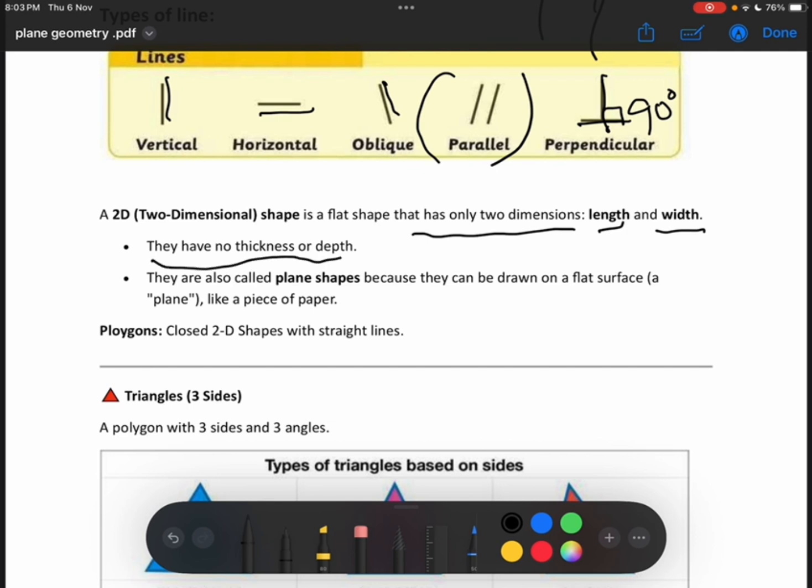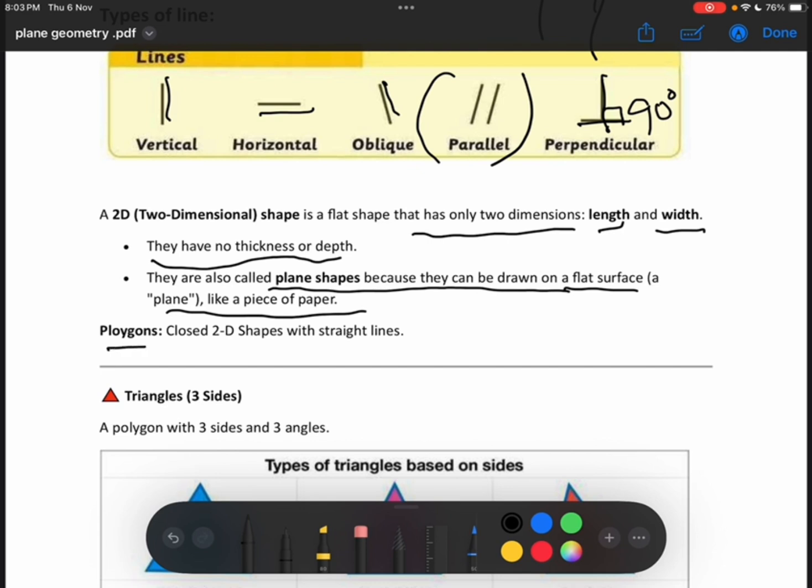So if I ask you, can you give me any example of a real object which is only 2D? There is no real example, but we can draw them on paper. They are also called plane shapes because they can be drawn on a flat surface, a plane, like a piece of paper.